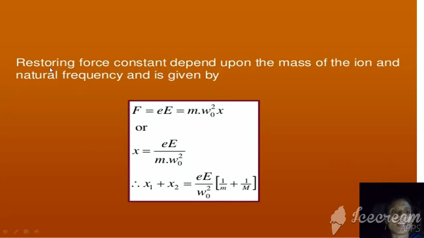Later we study the restoring force constant. The restoring force constant is applied for the restoring force. When any change occurs, another force acts in the opposite direction to get back to the original position, which is the restoring force, and this depends upon the mass of the ion and the natural frequency.